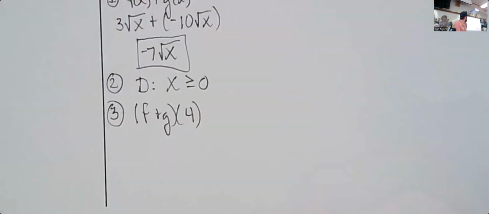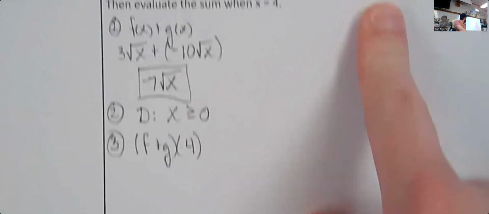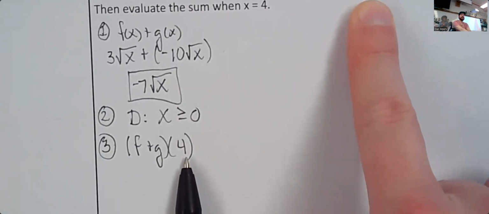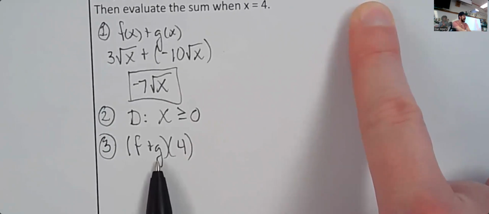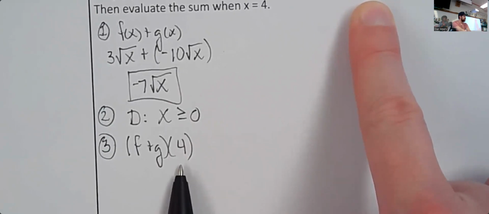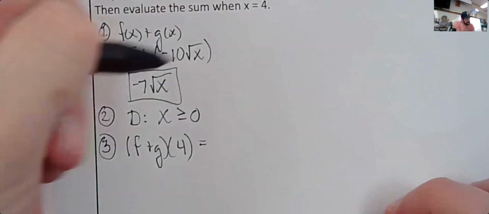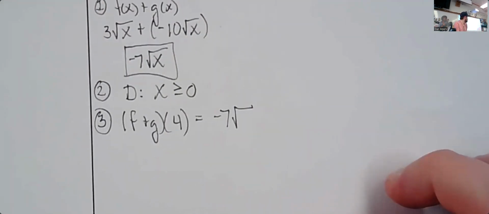So if we're evaluating the sum here, I'm going to write this as f plus g of 4. This does not mean f plus g times 4. We're replacing the value of x with 4. This is a substitution. This is not a multiplication. I want everybody to make sure they're understanding it. This is not f plus g times 4. This is f plus g of 4, meaning substitute in 4 for x. So that means we're taking negative 7 times the square root of 4.